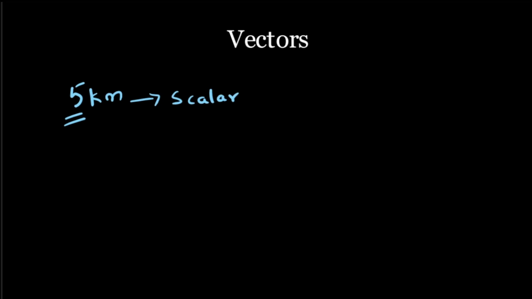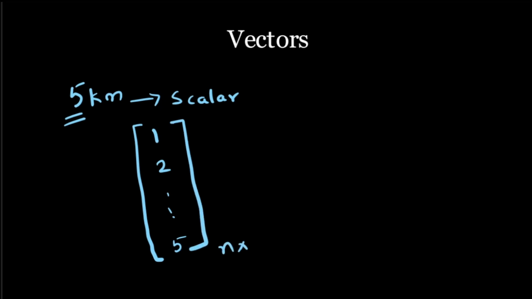If you want to capture the distances that you have run throughout the week, maybe you have run 1 kilometer on day 1, 2 kilometers on day 2, and so on, and 5 kilometers on day 5. These distances can be represented as an n by 1 dimensional vector, where n represents the number of runs that you have made, and 1 represents the measurement that you have made, which is distance in kilometers.